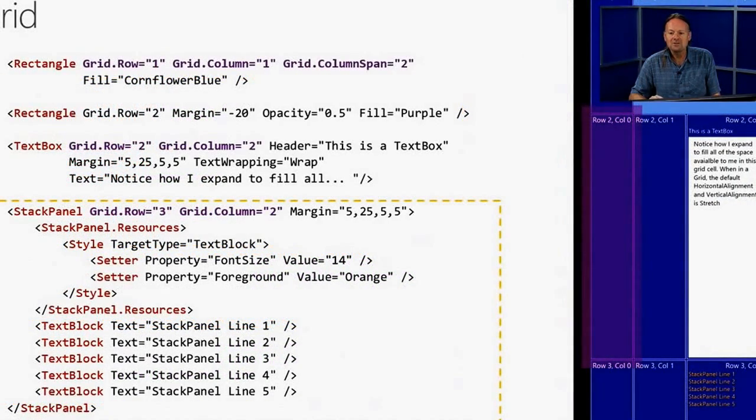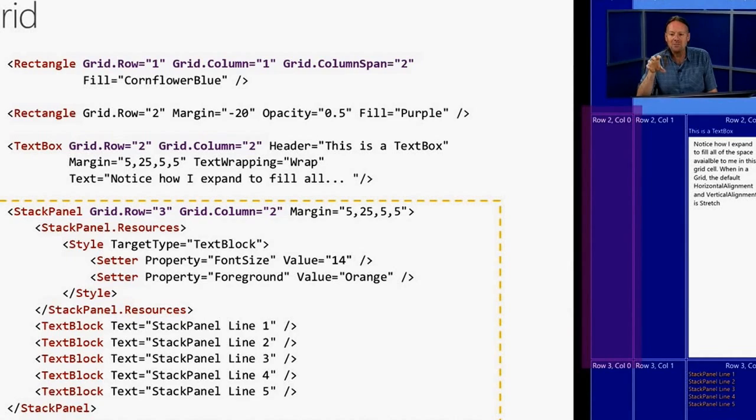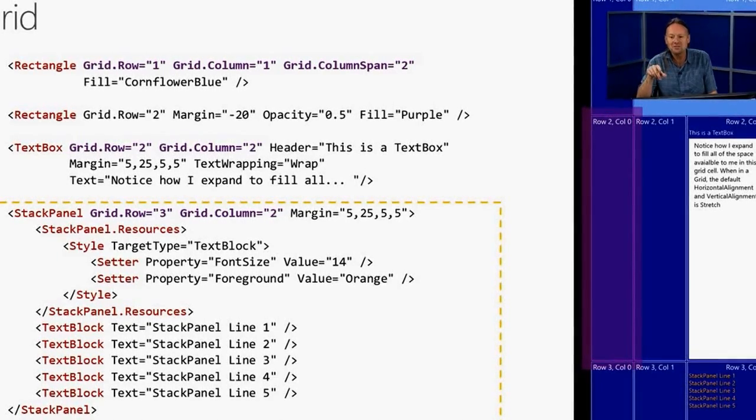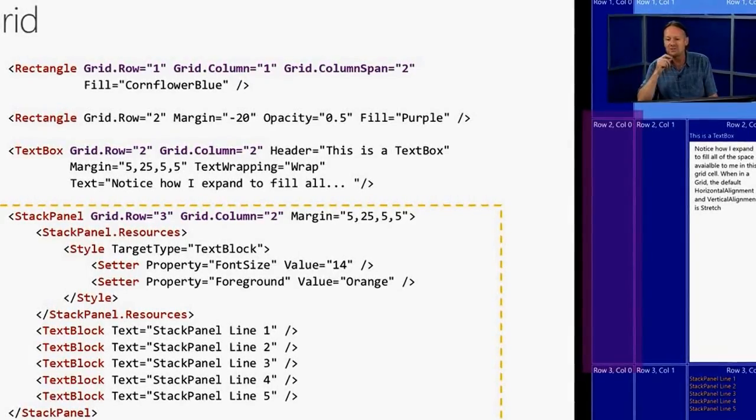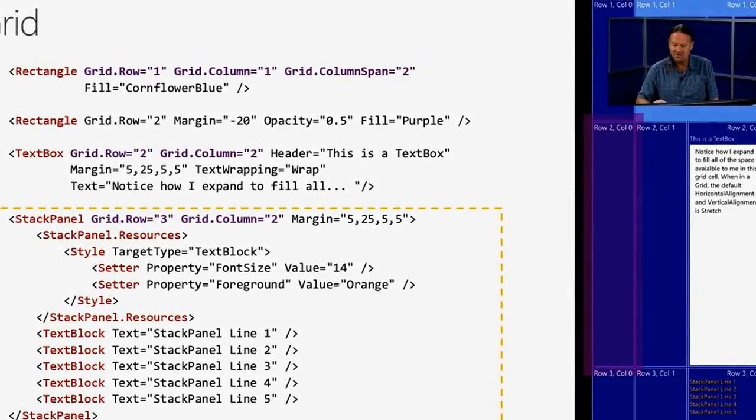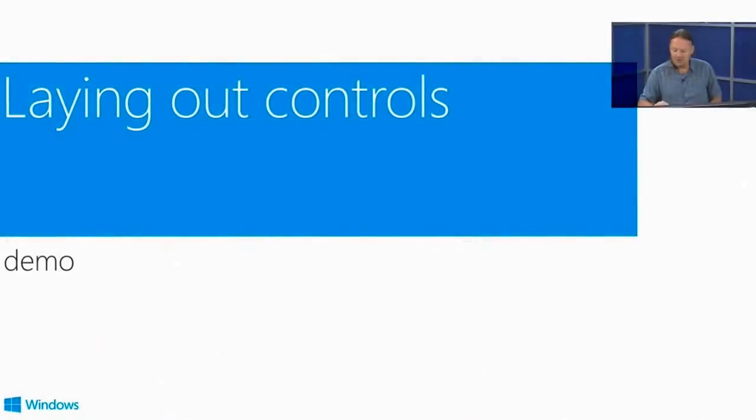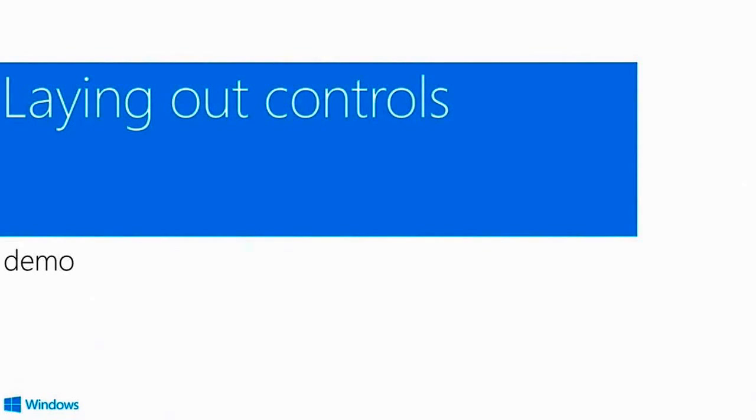Here's another example where you can actually nest grids as well. You can nest controls as well. So we have rectangles, text box, and then underneath that we've got a stack panel, and inside that we've got another stack panel. And then we've got a load of text blocks in there. So let's actually start building our Contoso cookbook and put that into an example that you'll be able to follow through.